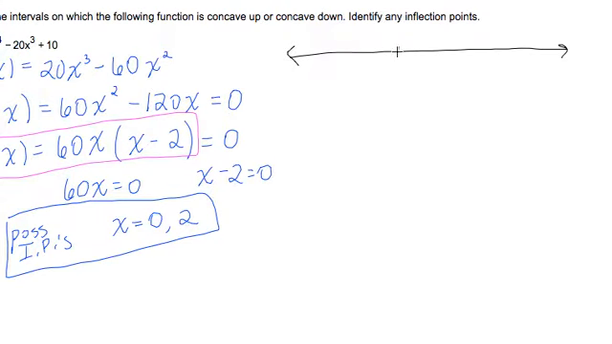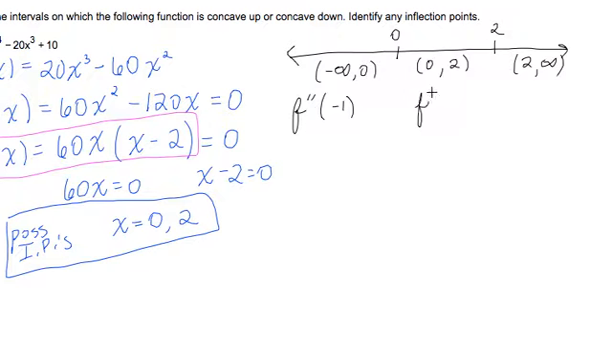Should make this a little bigger. That's okay. All right, 0 and 2. Okay, and we need to plug into the second derivative. So let's take f double prime of negative 1, f double prime of 1, and maybe f double prime of 3. Okay, f double prime of negative 1.